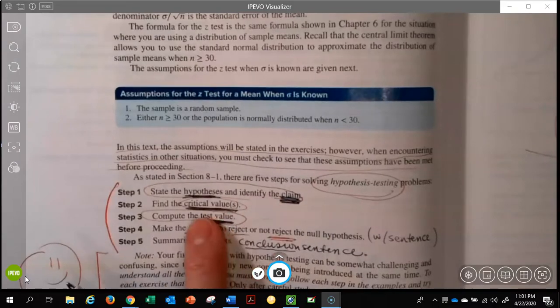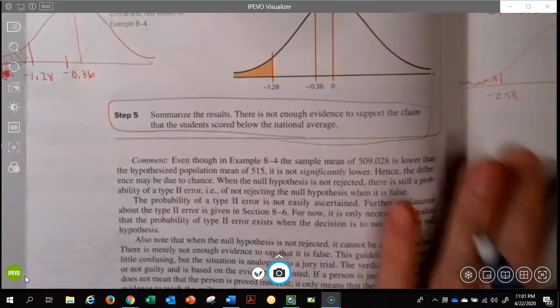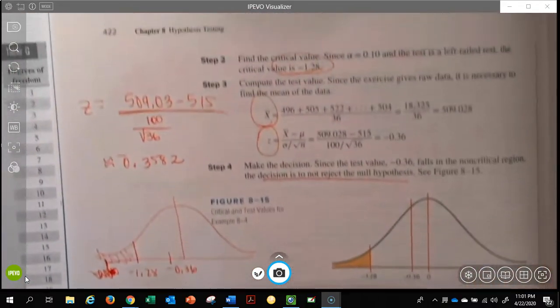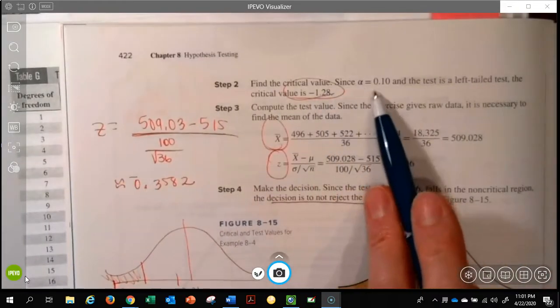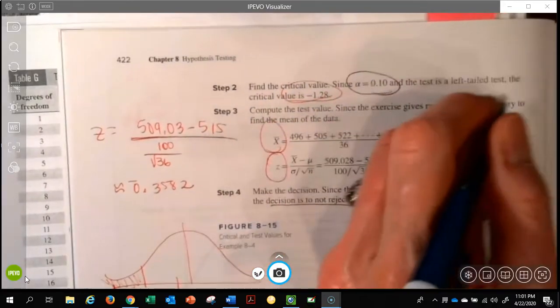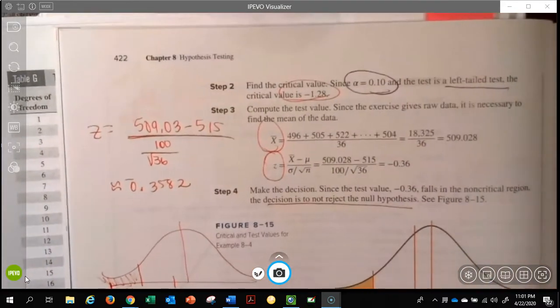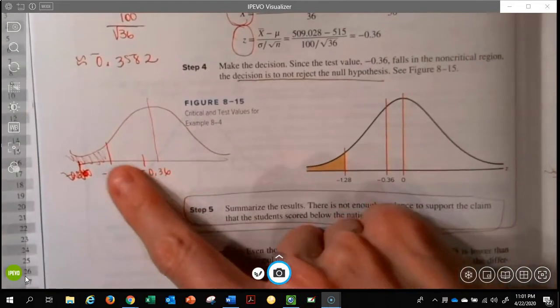These two pieces of information, the hypotheses and the claim, are what will get you full credit. Now we need to calculate a critical value. I'm on page 422, and at the top of 422 it says to find that. Since we know our alpha, and since it's going to be a left-tailed test, well, shame on me, I haven't drawn it yet. So let me draw this.